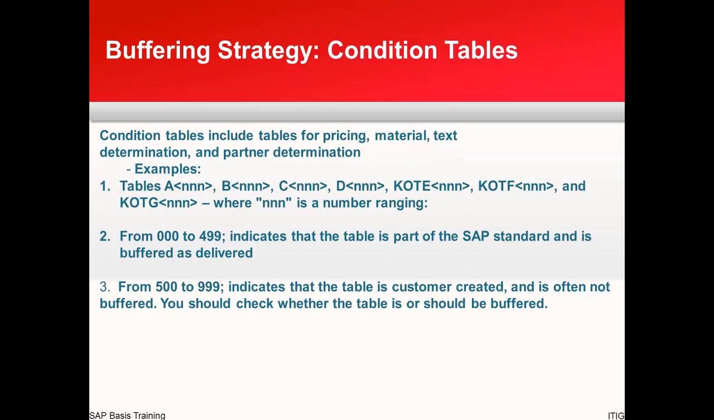Okay, then on the condition table, basically condition tables include tables for pricing, for material, for text determination, and partner determination. Okay, from 000 to 499 indicates that the table is part of the SAP standard and is buffered as delivered. From 500 to 999 indicates that the table is customer created and is not buffered. You should check whether the table is or should be buffered or not.